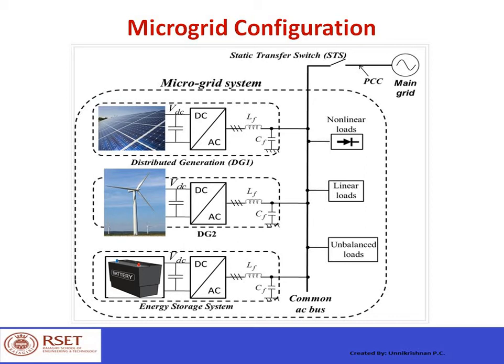common bus. On the other side, the loads can be linear loads, non-linear loads, or sometimes even unbalanced. All these loads are connected to the common AC bus, and this common AC bus is connected to the main grid at a point called the point of common coupling, or PCC, through a static transfer switch. So by opening the STS, the static transfer switch, you can connect or disconnect the microgrid.